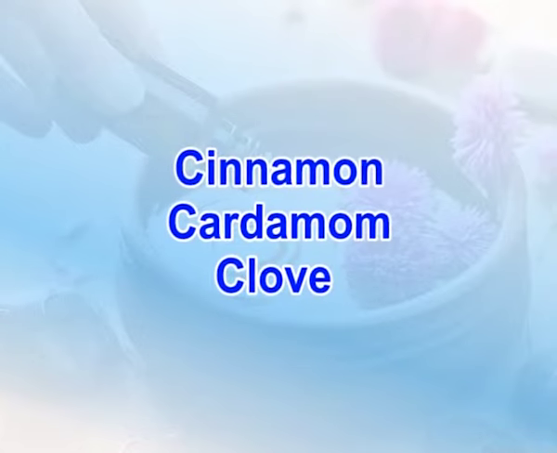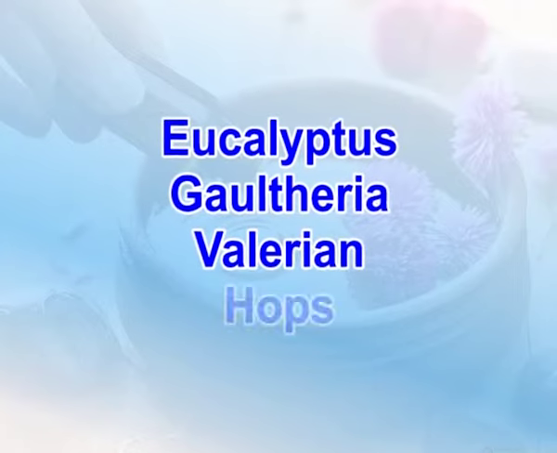Today, I am here to discuss the volatile oils, which are very important from the medicinal point of view. My dear friends, may I remind you that in my previous lecture, I discussed three drugs, that is cinnamon, cardamom and clove, with their medicinal importance. In continuation, today I will be talking to you about four more volatile oil bearing drugs, that is eucalyptus, gaultheria, valerian and hops.